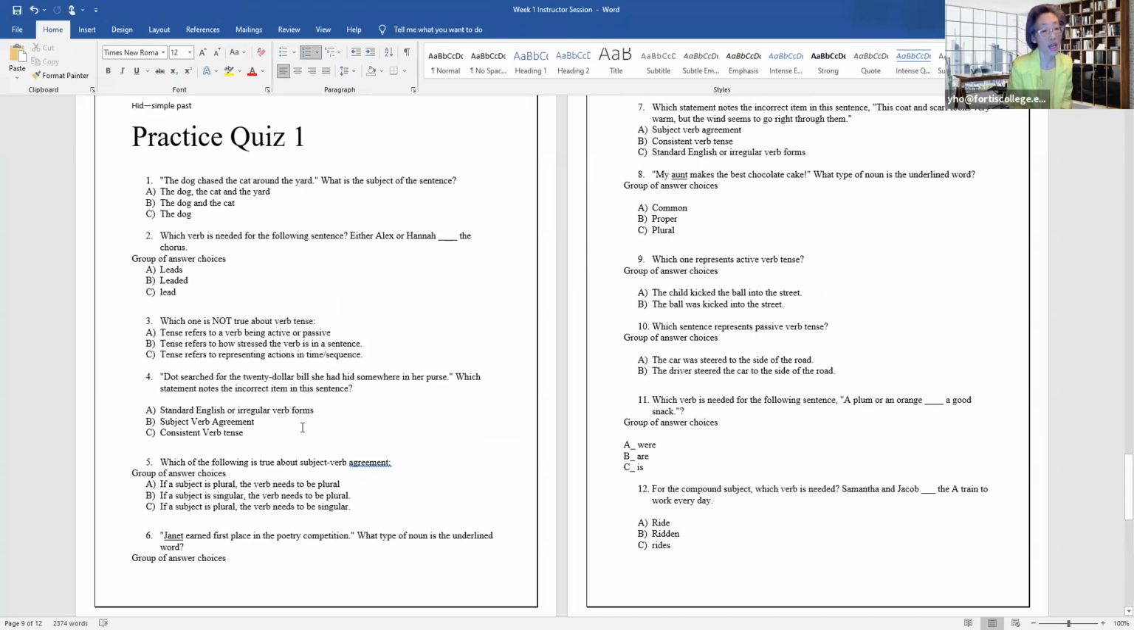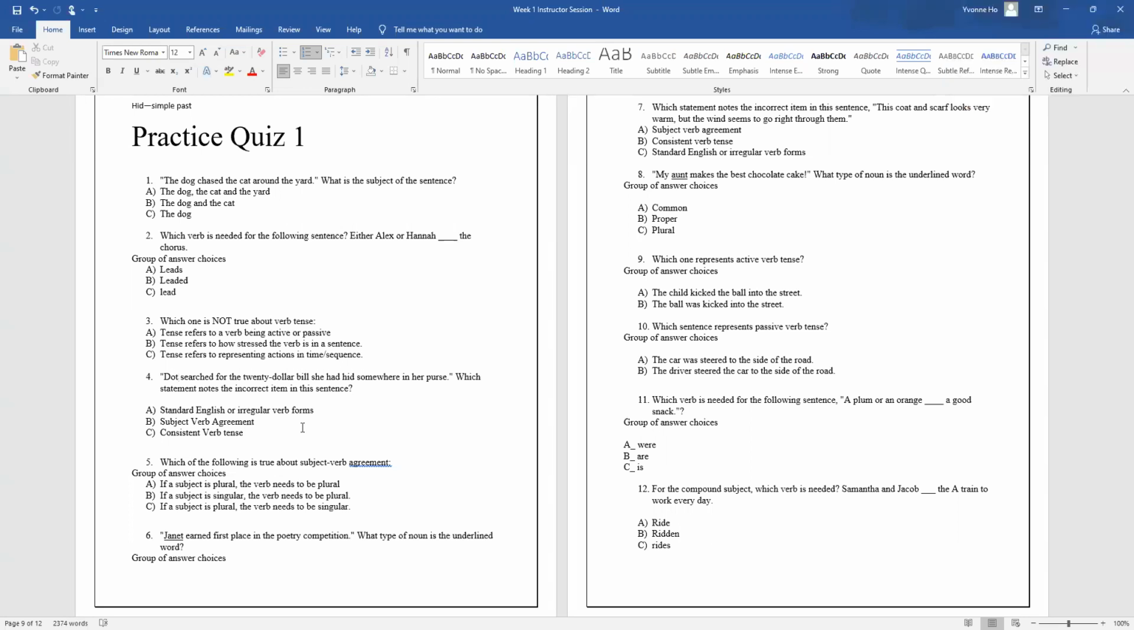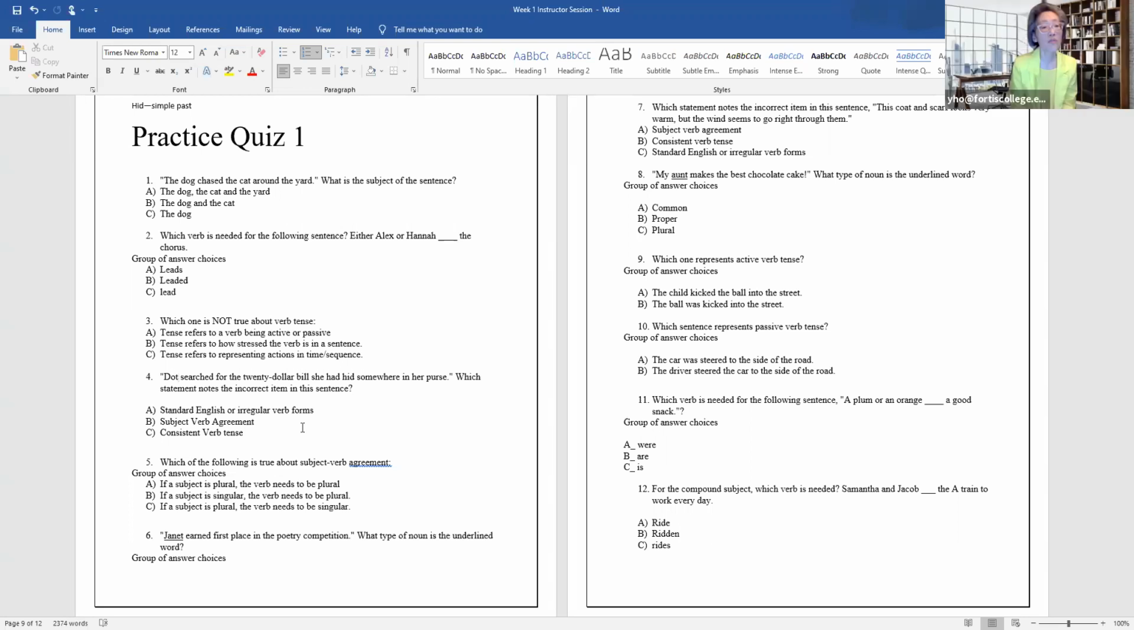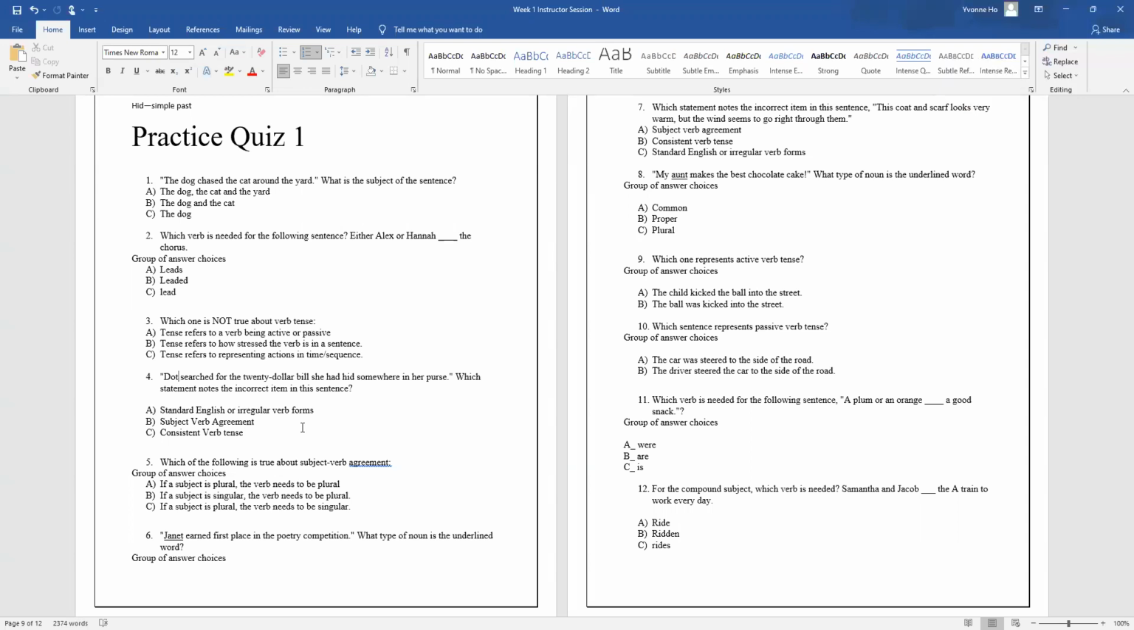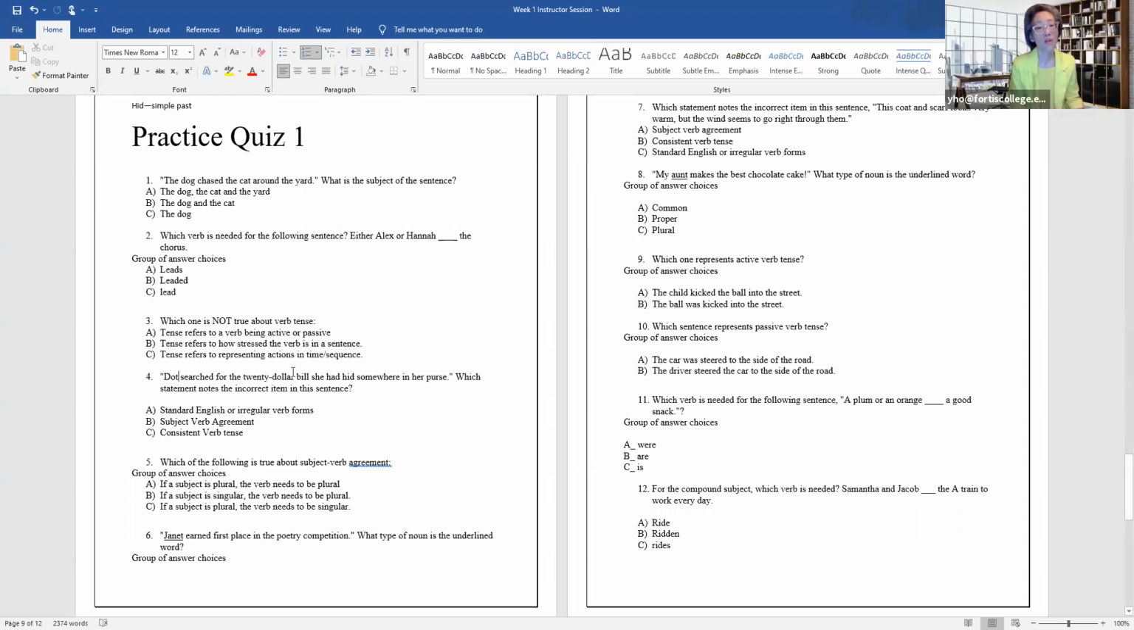The dog chased the cat around the yard. What is the subject of the sentence? A, B, or C? Anybody can just say it out loud. C. Which verb is needed for the following sentence? Either Alex or Hannah. A, what's the answer? Lead. Leads, yes, because here you have or, and it's a singular subject.